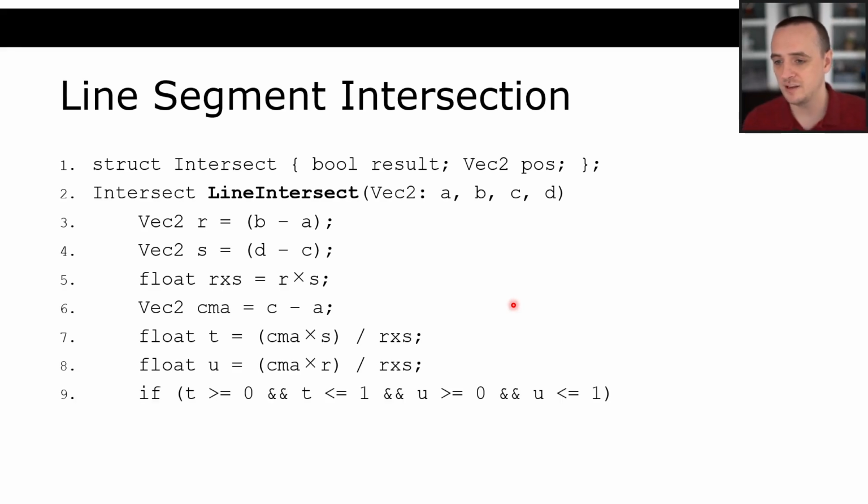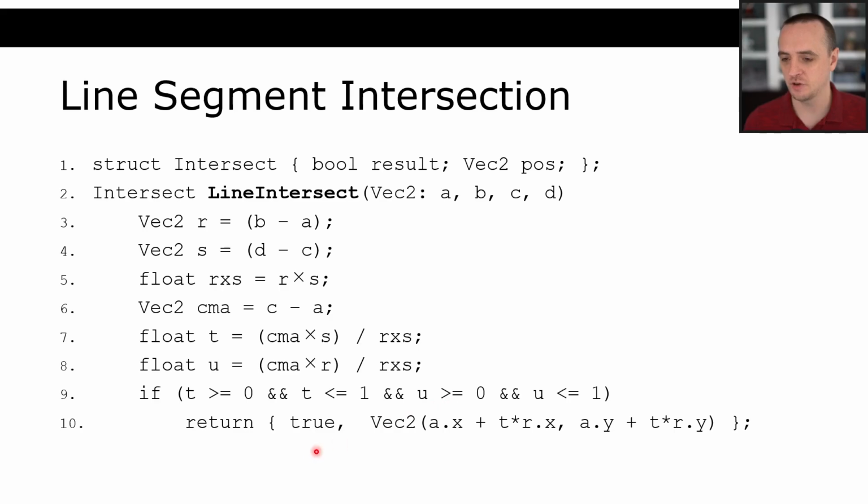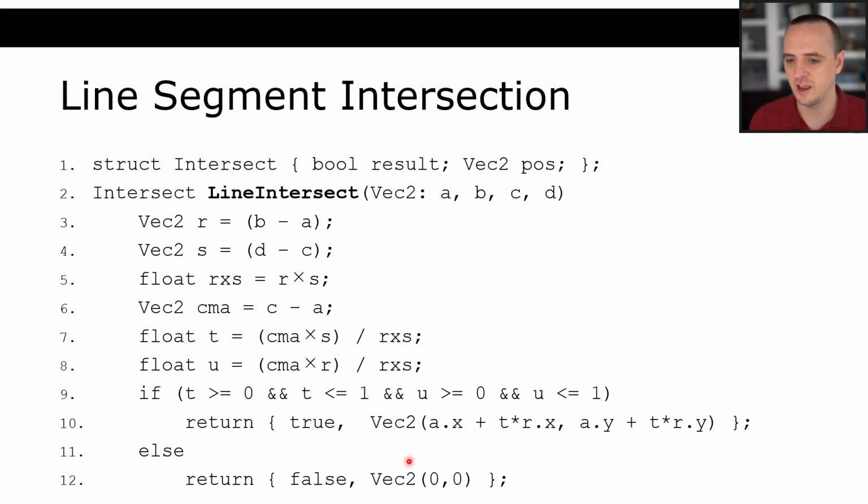Then all we have to say is, okay, if T is between 0 and 1, and U is between 0 and 1, then I'm going to return true, meaning that we have an intersection, right? And the point of that intersection is, well, here's the X value and here's the Y value. That's it. We've already talked about how you do that. And if this is not true, else we return false and we don't really care what this position is because there's no intersection. Okay? So there you go. That is line segment intersection.